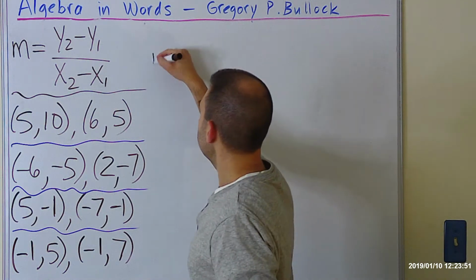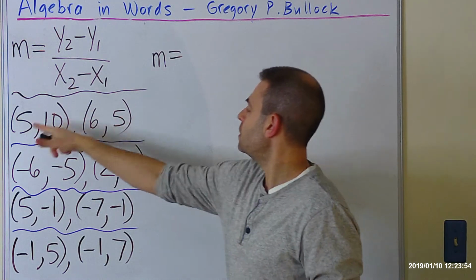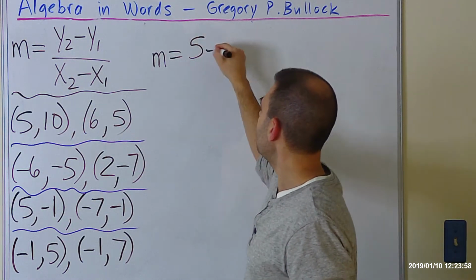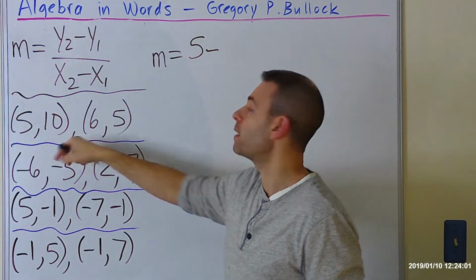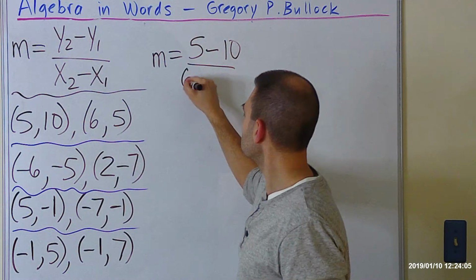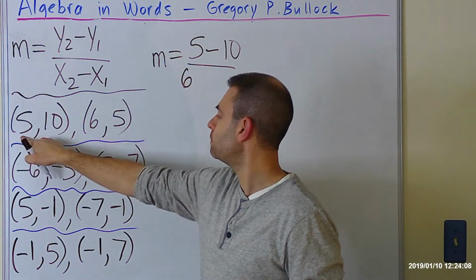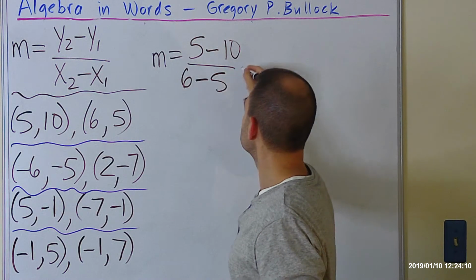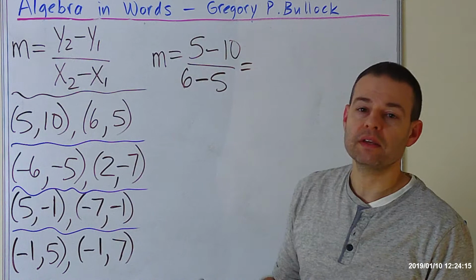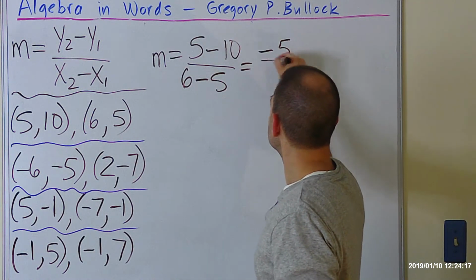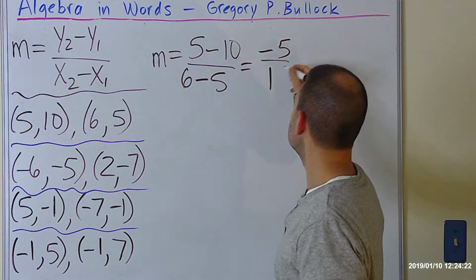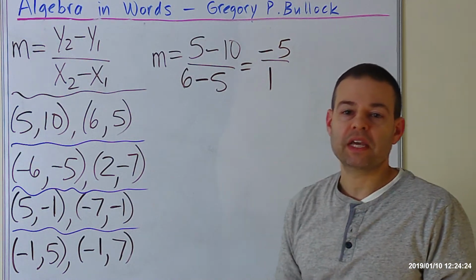So let's write m, and of these, what is y2? That would be 5. I'm going to write 5 minus y1, which is 10, over x2, 6, minus x1, 5. Let's just simplify. In the top, 5 minus 10 is negative 5. In the bottom, 6 minus 5 is going to be 1. So we could reduce that to negative 5 if you want.